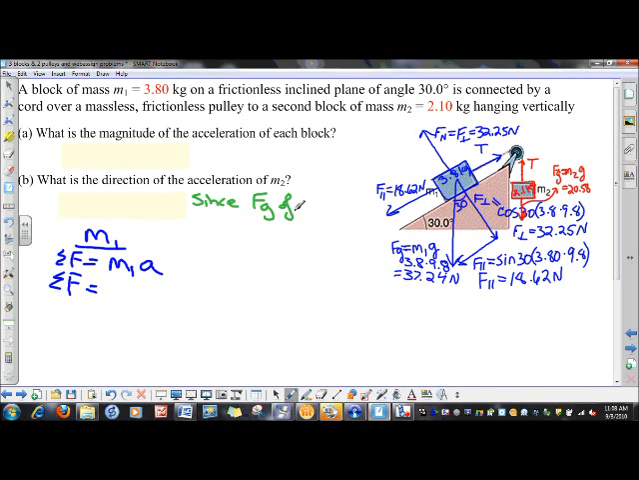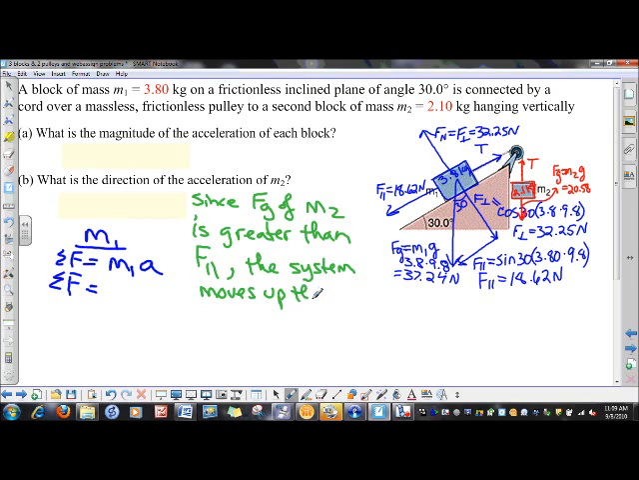FG of M2, is that confusing? FG of M2, the gravitational force of M2, is greater than F parallel, the system moves up the incline. I probably could have worded that better, but you got the idea.